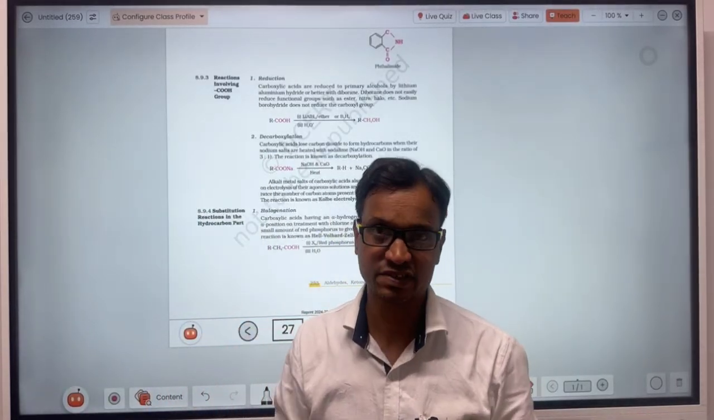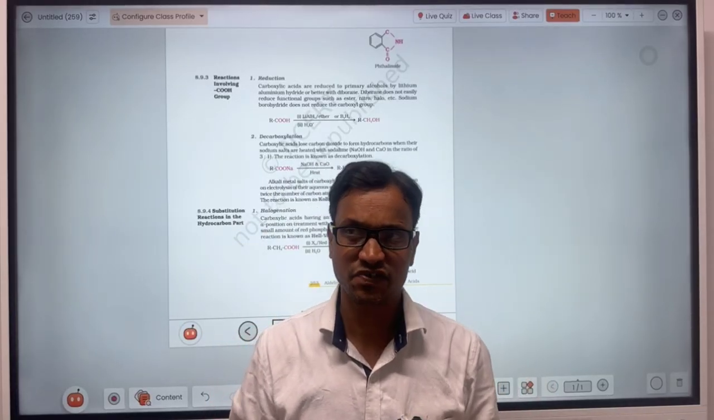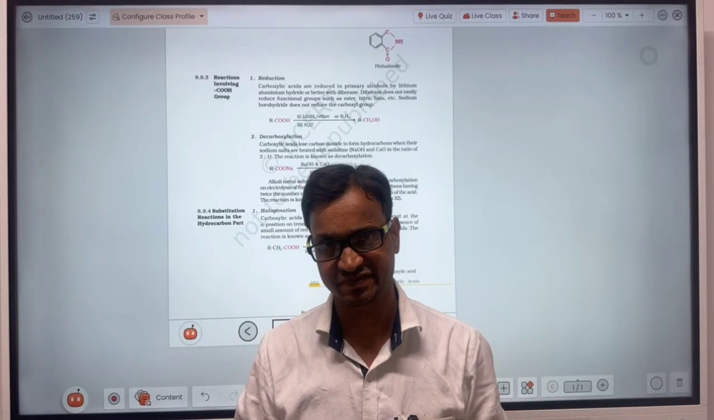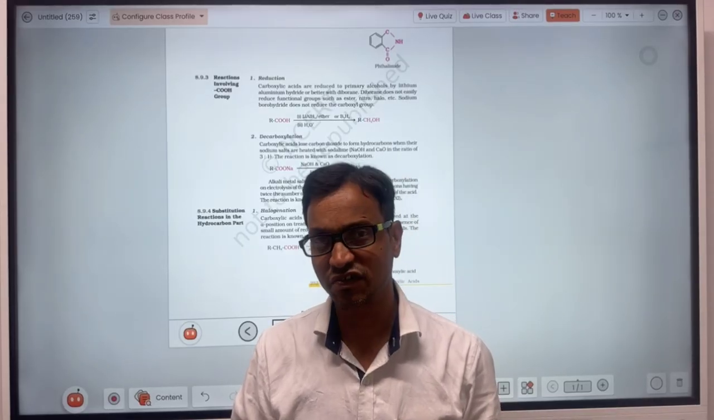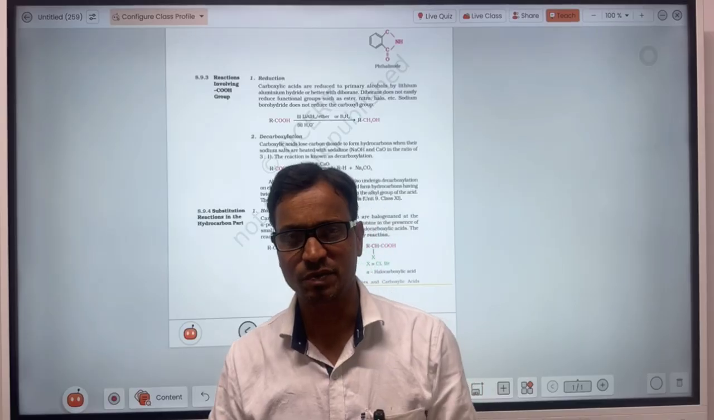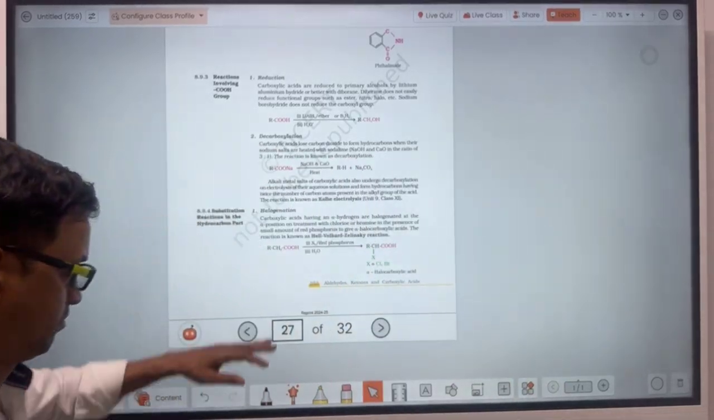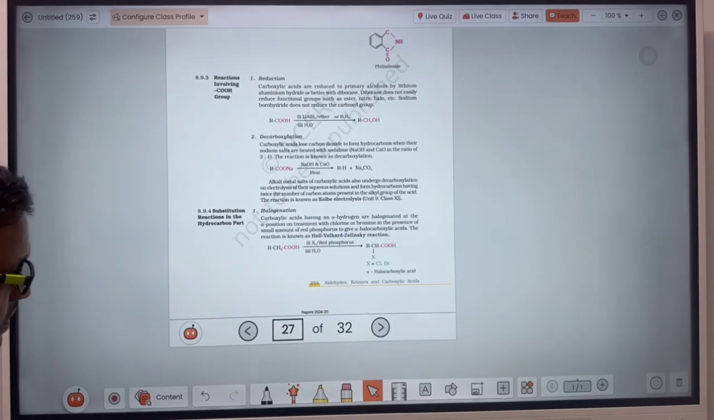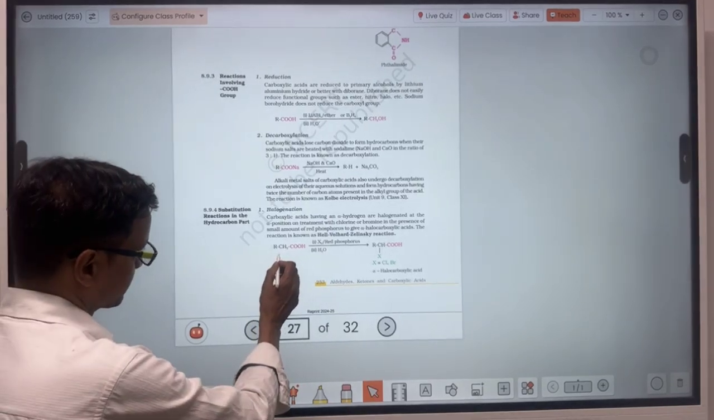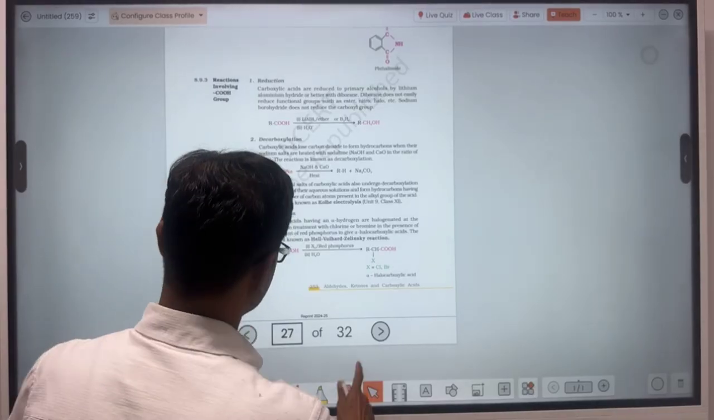One reaction type is due to the cleavage of the OH bond. Second is due to the cleavage of the C-OH bond. Third is due to cleavage of the COOH group, and fourth is due to the involvement of the alpha carbon atom of the carboxylic acid molecules. One example is the Hell-Volhard-Zelinsky reaction. About this one, I think I have only two reactions involved in this case.